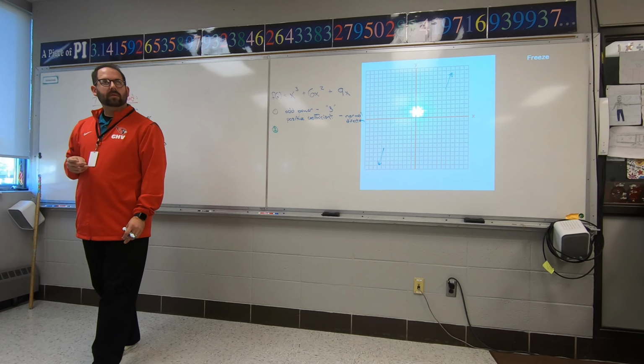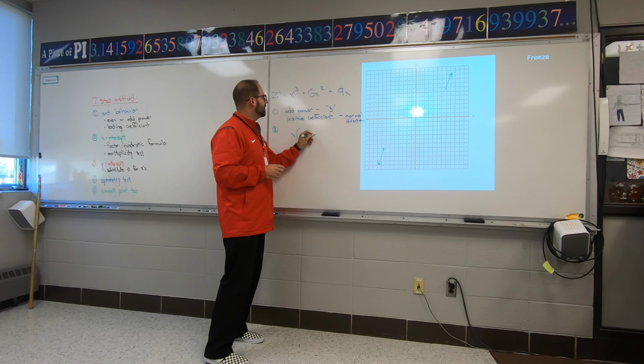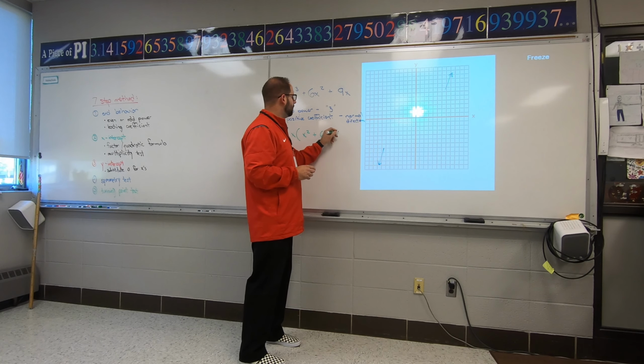Do they share anything in common? Yeah, let's factor that out first. What does everything have in common? An x. We're going to factor out an x. So that's going to leave me with an x squared plus 6x plus 9.